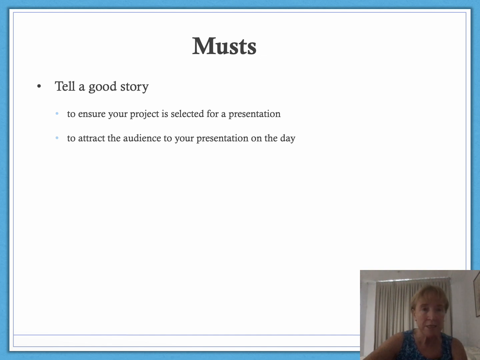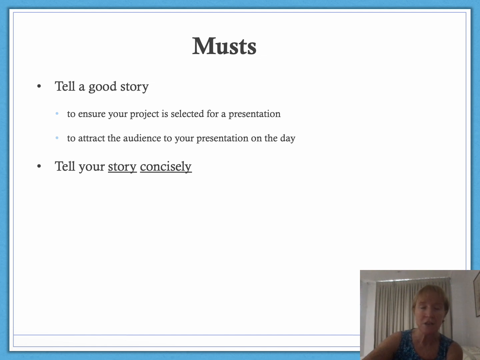The second reason why you really need to tell a good story is on the day, people will have the program and they'll have access to your abstract. And they'll need to decide, am I going to go to this presentation or am I going to go to that presentation? Because of the fact that we will have some concurrent sessions. So you need to attract the audience to your presentation on the day. Sometimes also some of the staff at Cairns Hospital can only come for a session and they have to decide what session they're going to come for. If your presentation tells a good story, people are more likely to select your session. So just remember, tell a good story.